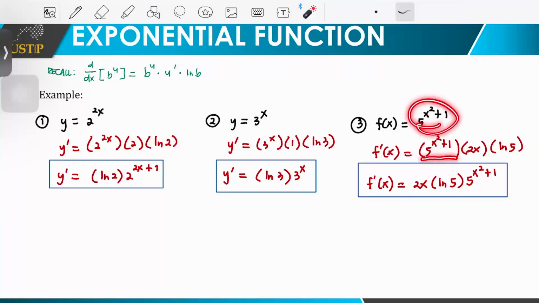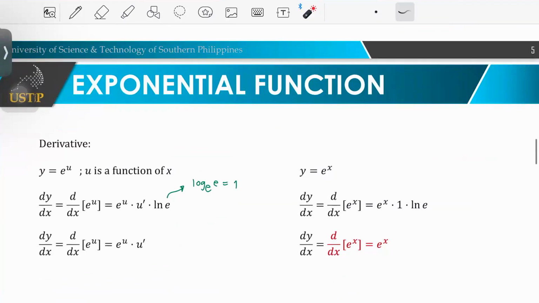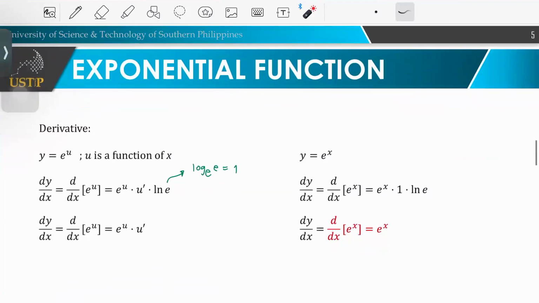Okay, third problem. 5 raised to x squared plus 1. Okay, so, copy b to the u, copy na to tanan. And then, get the derivative of the exponent. So, the derivative of that is 2x. And then, times ln 5. Okay, you will get, pwede i-rearrange, 2x ln 5 times 5 raised to x squared plus 1. Okay, that's pretty easy, class.